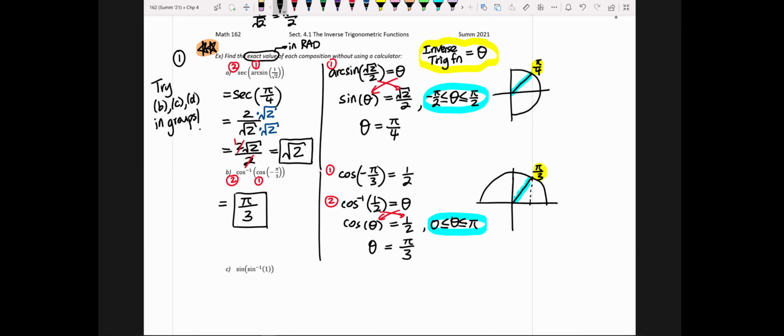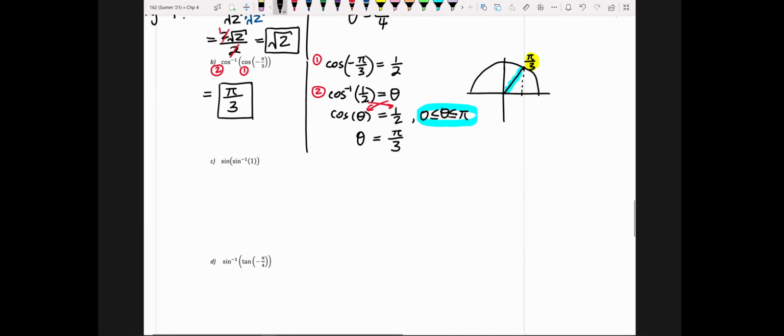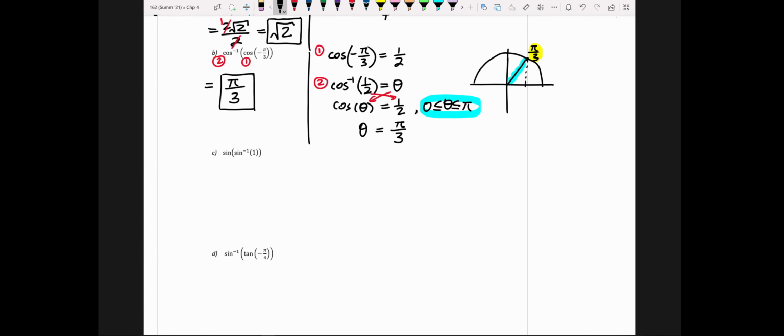Okay, we will move forward. Let's go to Jacob. Okay, so Jacob, for part C, we need to work inside and then outside. We want to find inverse sine of 1. The inverse trig function is theta. So Jacob, we want to find the theta that satisfies the equation and that's in the restriction. So what is the restriction for inverse sine? It's negative pi over 2 and then pi over 2.